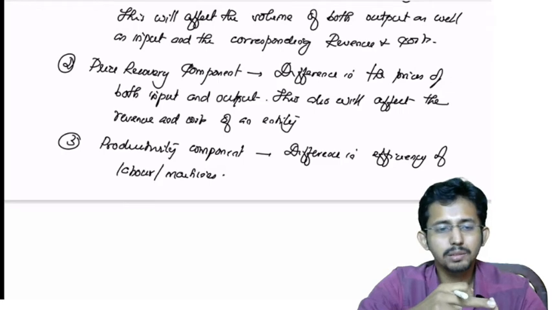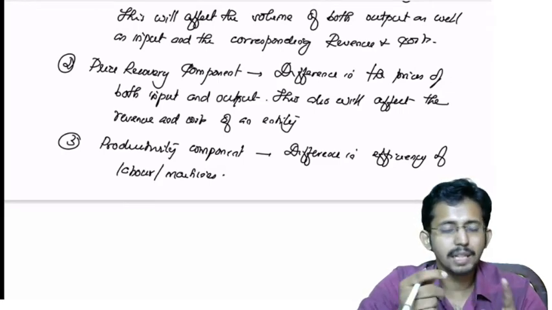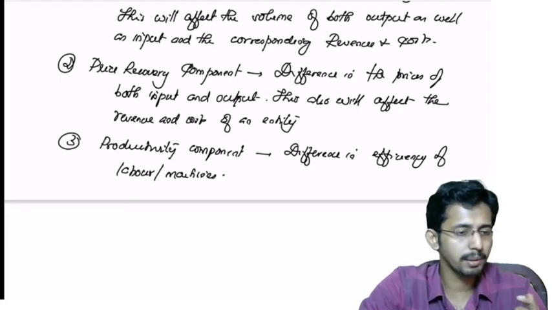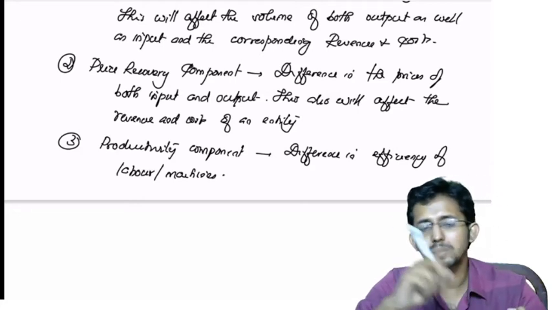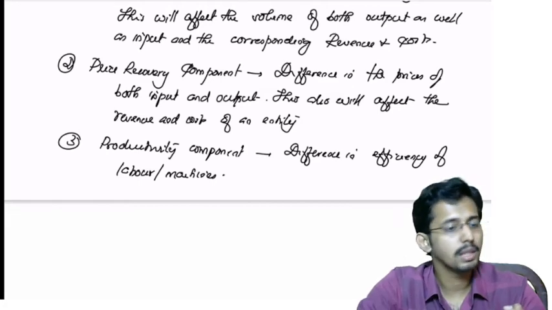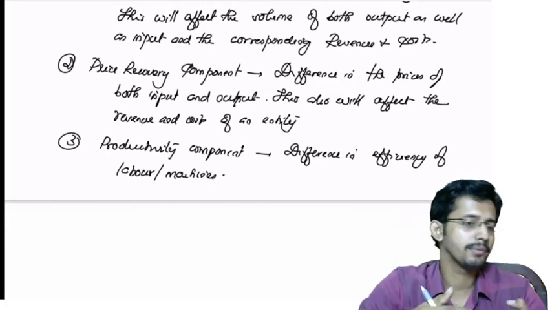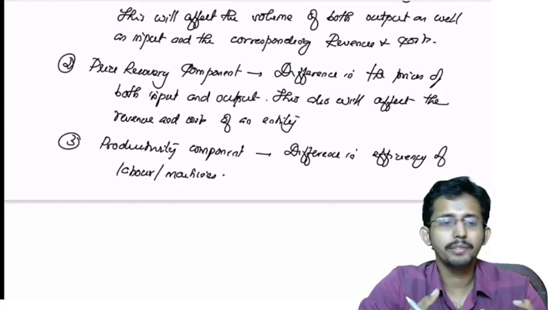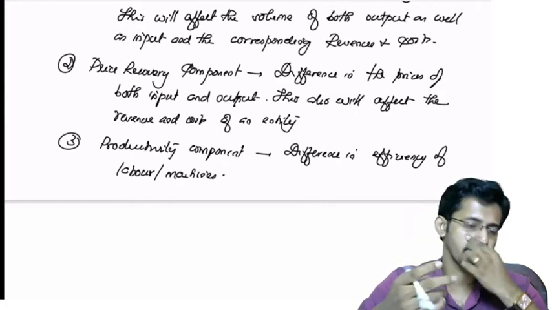One is the labor or the machines. If there is any change in the efficiency of either of these factors, that is labor or the machines, the consequent effect will be there in the output. Naturally, what will happen to the cost? The cost may either increase or decrease. If the efficiency increases, then the cost reduces. Okay. If the efficiency decreases, the cost increases.